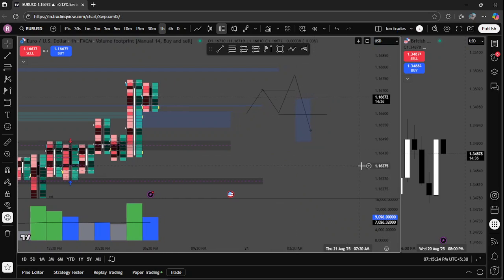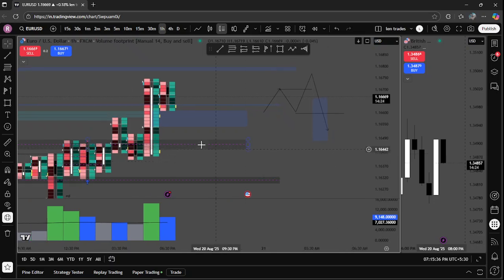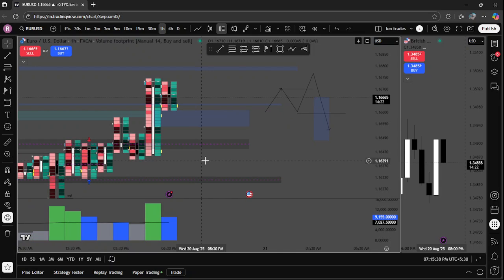Then I can just check out the delta. If it's good, that's good. If it's negative, in this case if it's positive, then that's also good because that's showing a divergence. Okay, and the second thing I am using is imbalances.